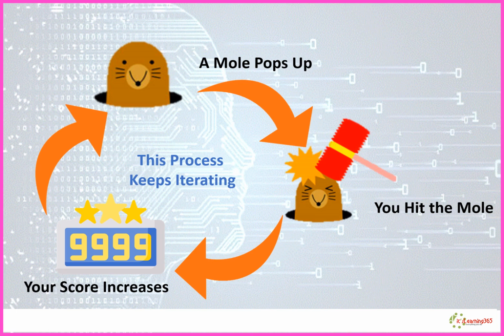Let's think about a game of whack-a-mole. When you play the game, a mole appears out of one of the holes. You have to hit it as quickly as you can. If you hit it, your score increases and another mole appears. If you're able to hit this other mole, your score increases and a third mole appears. If you're able to hit that mole, your score increases and a fourth mole appears.